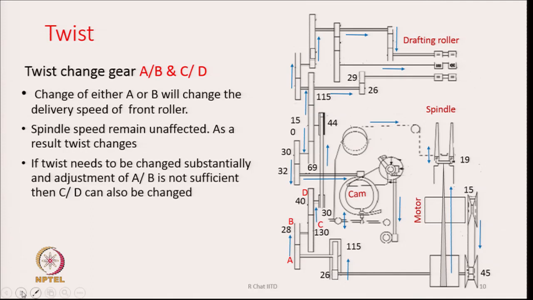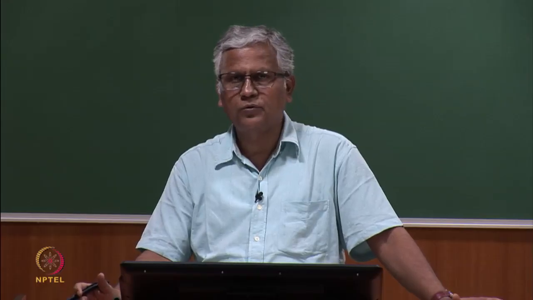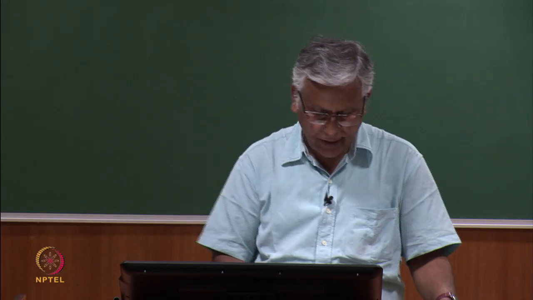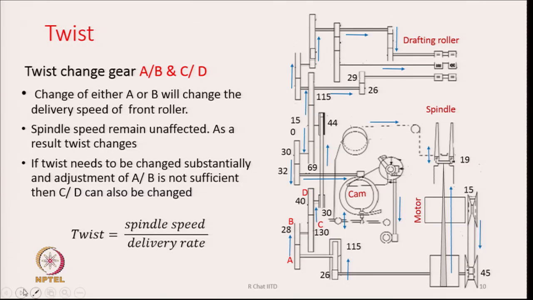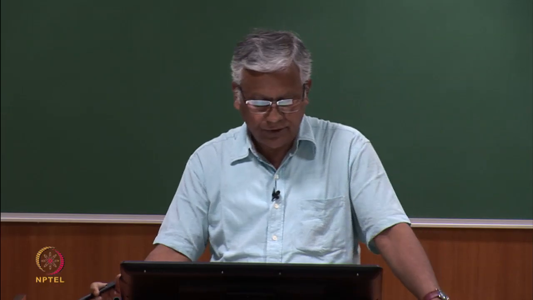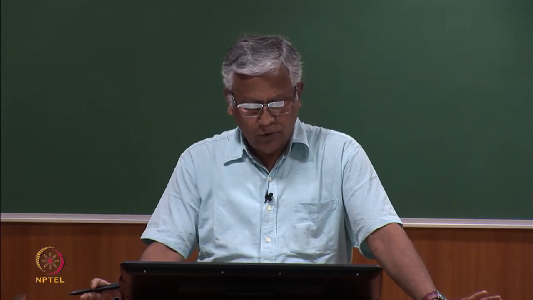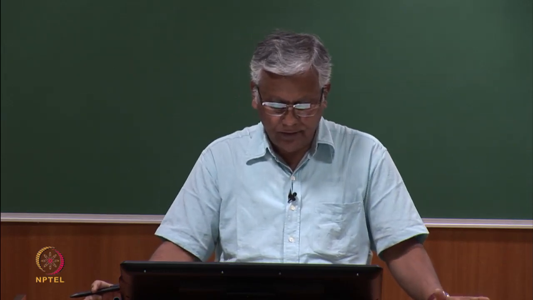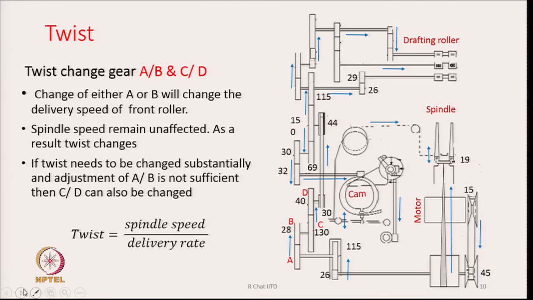If twist needs to be changed substantially, an adjustment of A, B may not be sufficient, then we change C, D combinations. So, we have these options: either we change the AB combination or we change the CD combination depending upon our need. Since all these gears A, B, C, D can change the speed of the drafting rollers, twist can be changed. Now, twist, we all know, is the ratio of spindle speed divided by delivery rate.